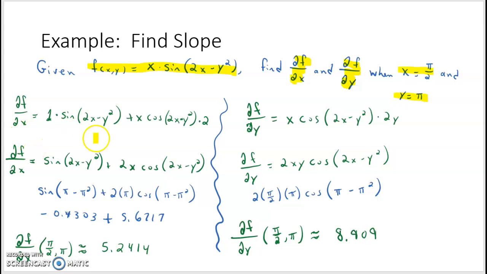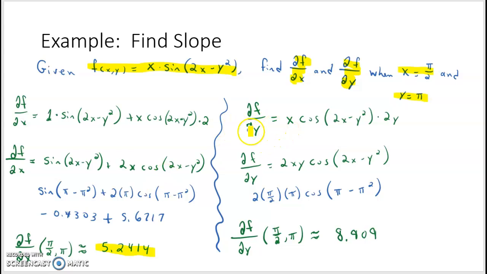But taking the partials, you can come through here. Partial of x, you treat y as a constant. We get down to sine of 2x minus y squared plus 2x cosine of 2x minus y squared. Plug those values in, pi over 2 and pi. I get that value to be 5.2414, and make sure your calculator is in radian mode if you're plugging them in as pi over 2 and pi.